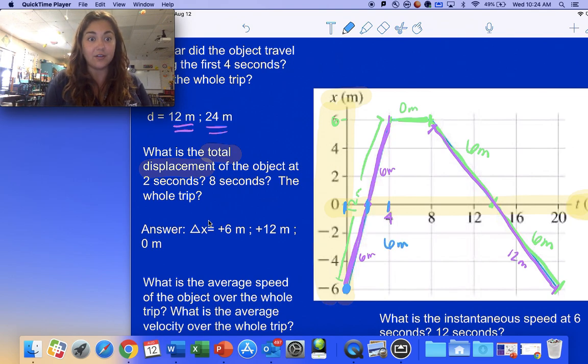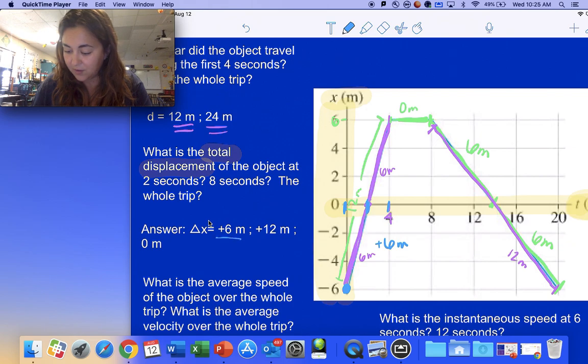We already kind of figured that out in the first problem. But where did they end up compared to where they started? That's what displacement is. How much have they been displaced? And that's the difference between displacement and distance, is there's a direction involved. So they ended up 6 meters away from where they started, but they ended up 6 meters in the positive direction compared to where they started. So that's where we got this answer from, +6 meters.